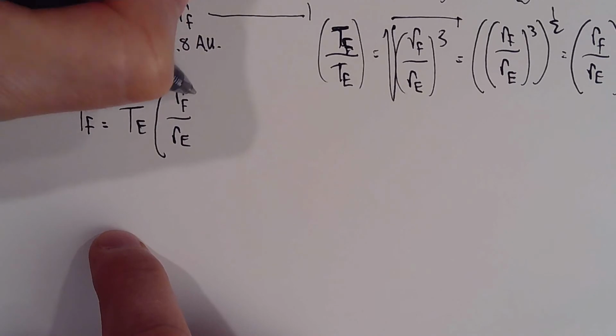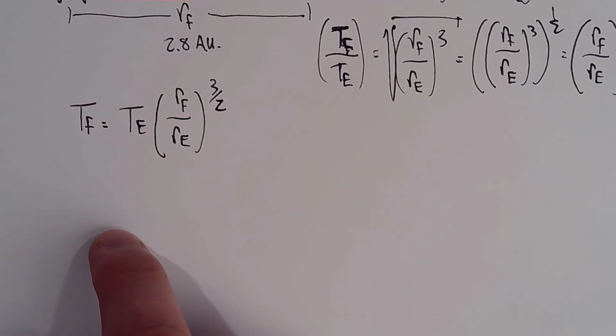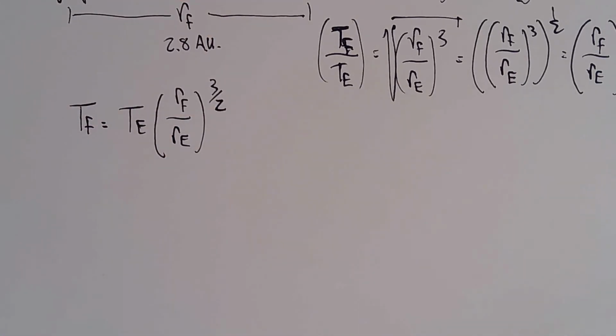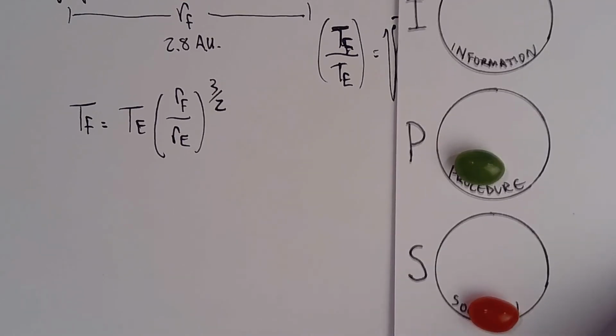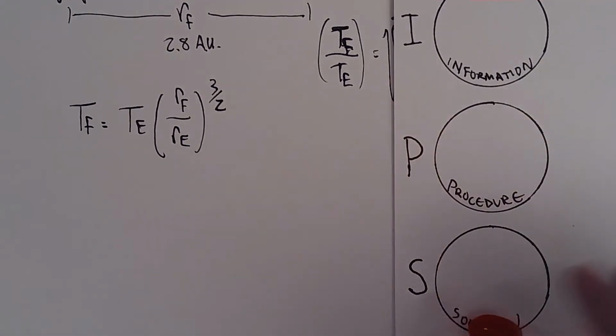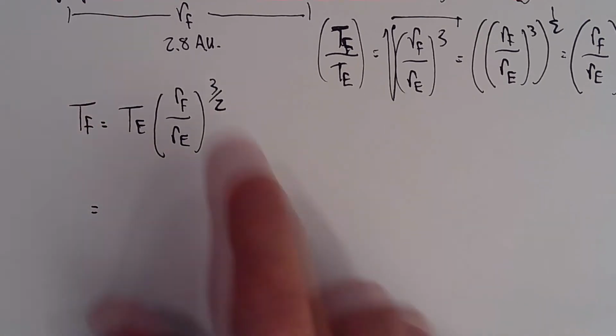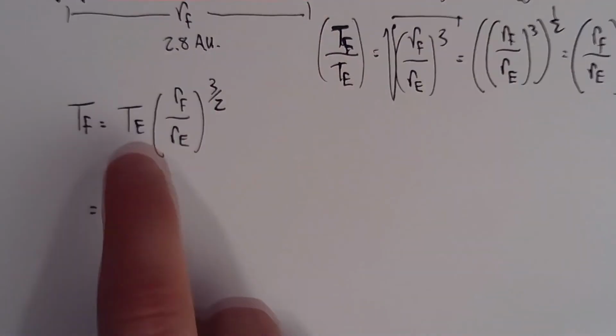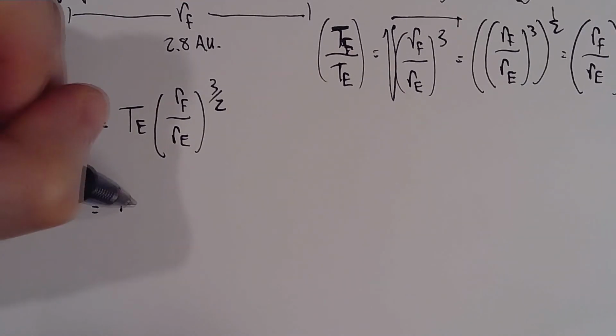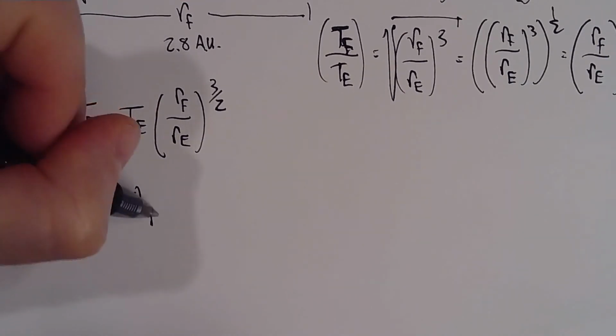RF over RE, 3/2. And that is our procedure. We're ready to go. We got it all manipulated. All right. Plug, chug. Now look at how nice this works out. What's the period of the Earth? 1 year.